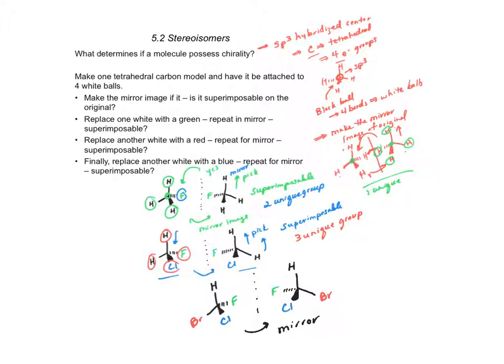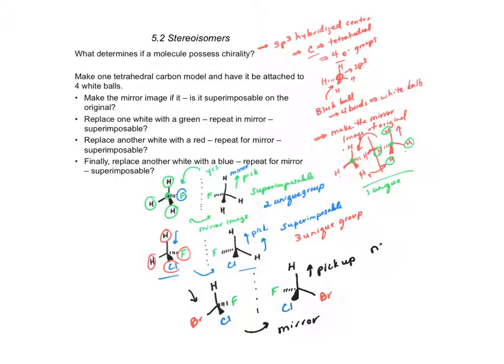Now, the question is, if you pick this up and you rotate it any way that you want to, and you plop it back down on this guy, are they superimposable? Again, this is when you should be doing this with a model, because I want you to demonstrate this to yourself. If you pick it up, rotate it, and plop it back down, there is no way that you will get the exact same molecule when you try to overlay it.